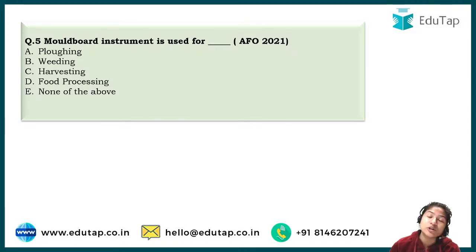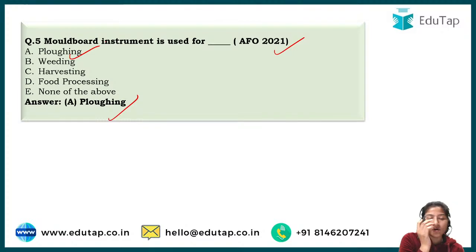At that time I also told you that seed certification is really important, but I can see most of you are missing it. Next: the mold board instrument is used for what? This is from AFO 2021, the last cycle that happened in the year 2021. You have to tell the correct answer to this. The correct answer is option number A, that is plowing.